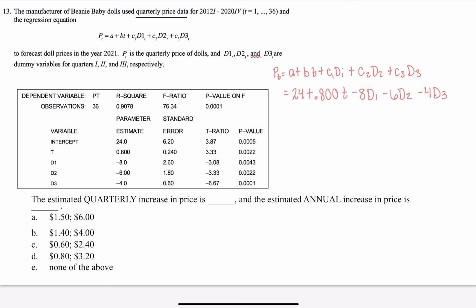So the estimated quarterly increase in price, that means we're just going to look at how it's changing each quarter, regardless of which quarter it is, which is represented by this. So it's going to go up by 80 cents. The annual increase in price is how much it's going up over 4 quarters. So it's going to be 0.8 times 4, which is 3.20.